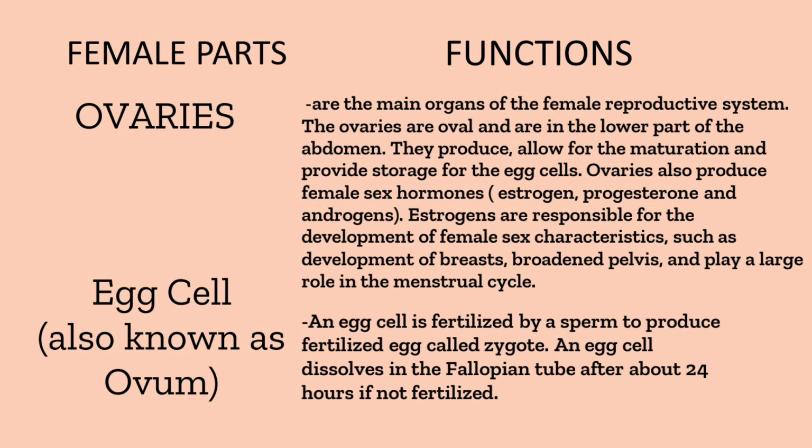In addition to producing eggs, the ovaries also produce hormones such as estrogen and progesterone. The ovaries are an essential part of a woman's reproductive system and are responsible for the production of eggs and hormones. Next is egg cell.